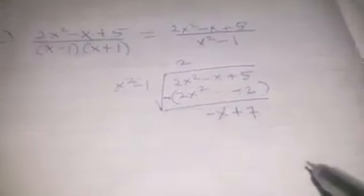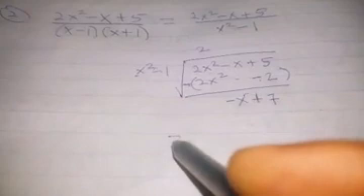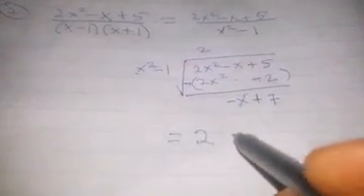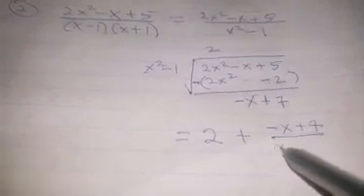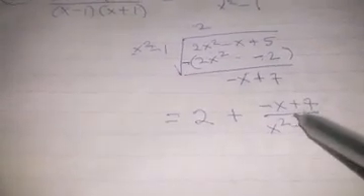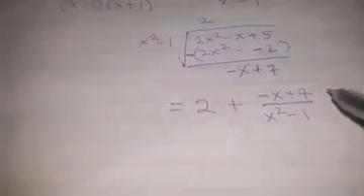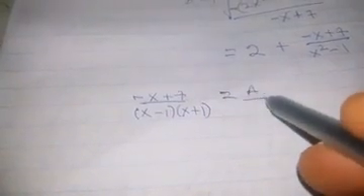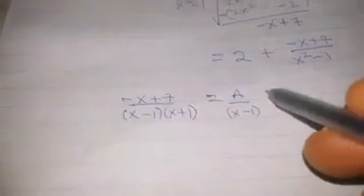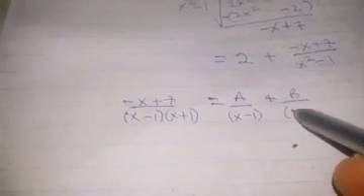Okay, so if we use our formula, it means that the whole of this breakdown is equal to our quotient, which is 2, plus our remainder, which is minus x plus 7, all over our divisor, which is x squared minus 1. So we can go ahead to break this down into partial fraction. Okay, so we have minus x plus 7 all over, return this back to the factor, which is x minus 1, x plus 1 is the same thing as a over x minus 1 plus b over x plus 1.